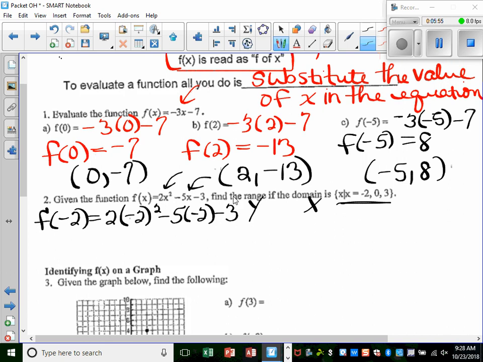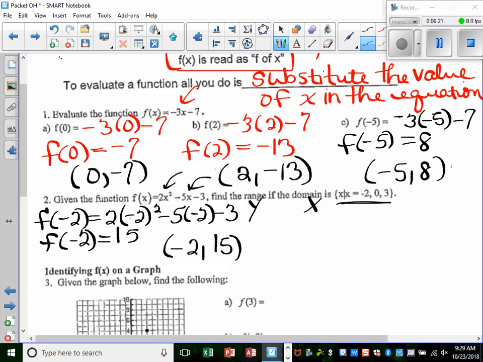Now, you can actually type all of this into the calculator just like this, 2 parentheses -2 squared minus 5, so you can get the right answer. I would suggest that you do that. Okay, so I'll wait till someone tells me what they have. All right, so it looks like we're getting 15. So the coordinate would be -2 and 15.